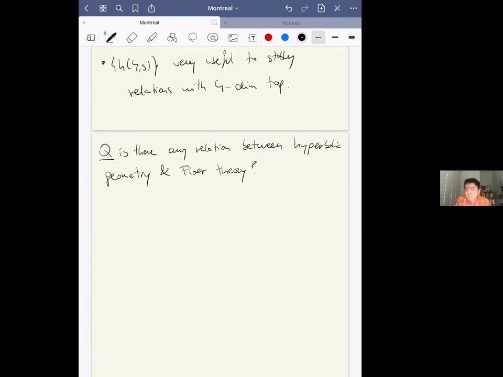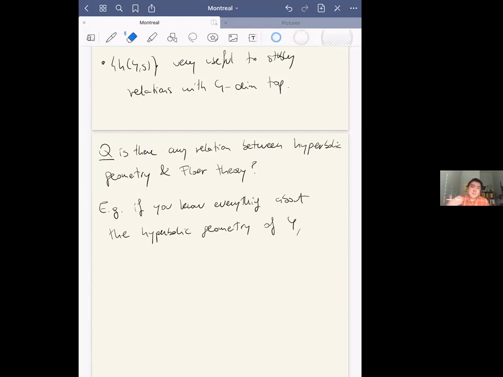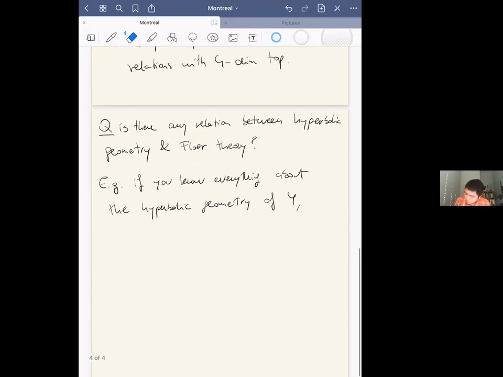To be a little more precise, a special case of this is: if you know everything about the hyperbolic geometry of Y, for example, you can start with the volume and the injectivity radius, but you can ask for more, there's much more information, like the lengths of all the geodesics and so on, can you determine its Floer homology?